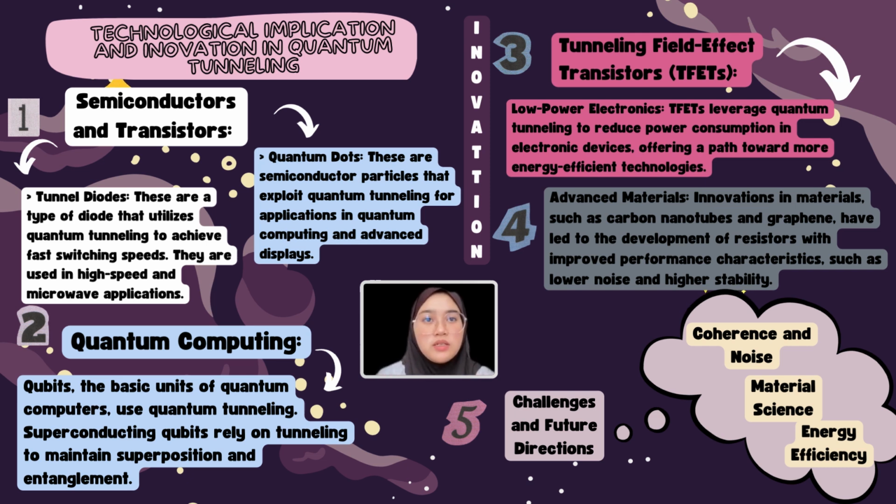The last point, the challenges and future generations of the implication and innovation. First one, coherence and noise. Maintaining quantum coherence and mitigating noise in quantum tunneling systems is critical for reliable operation, particularly in quantum computing. Second one, material science. Developing materials that can efficiently harness and control quantum tunneling effects is an ongoing area of research. Novel materials like graphene and topological insulators may solve these problems.